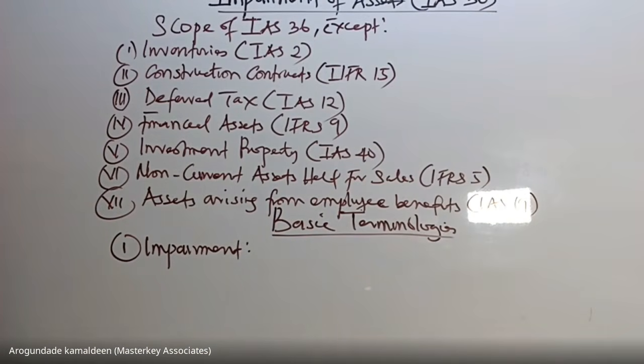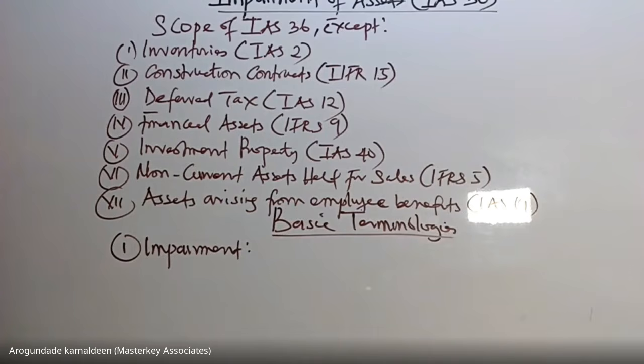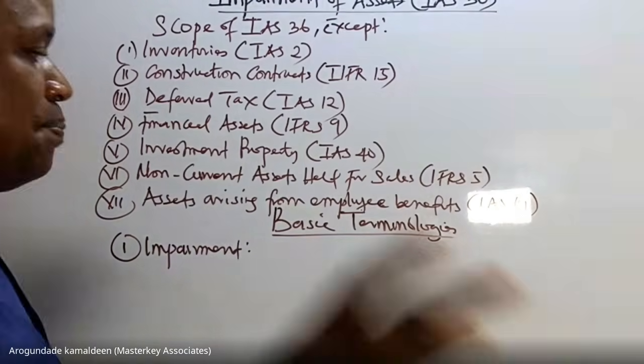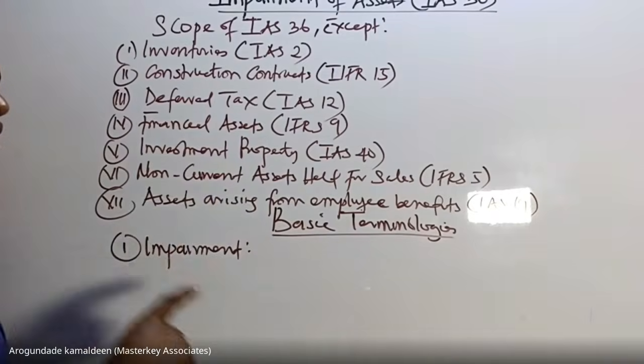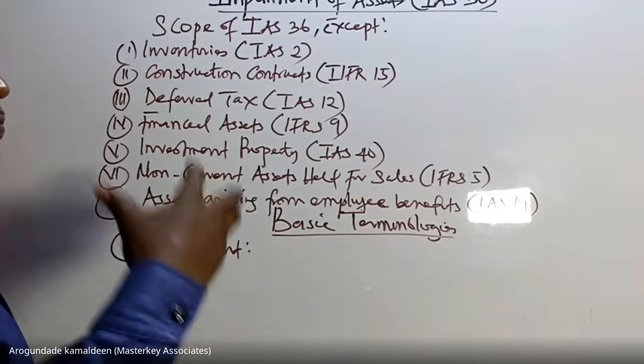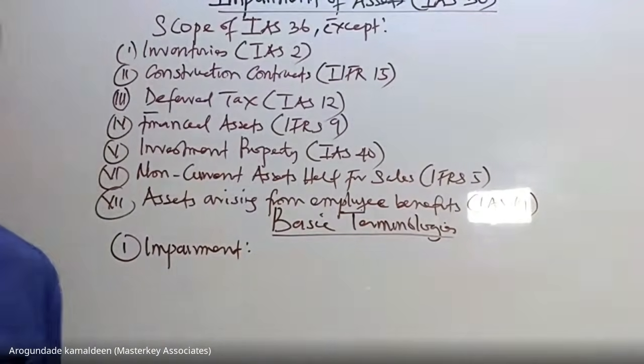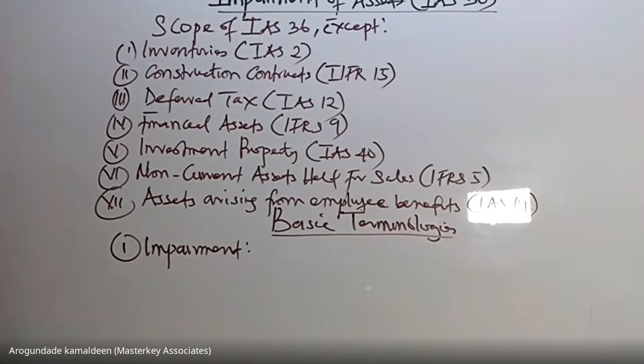The excess of the carrying amount of an asset or cash generating unit over its recoverable value. So we are going to look at impairment of two things here. One, the impairment of a single asset. Two, the impairment of a group of assets. That is what we call the cash generating unit. Is that clear?